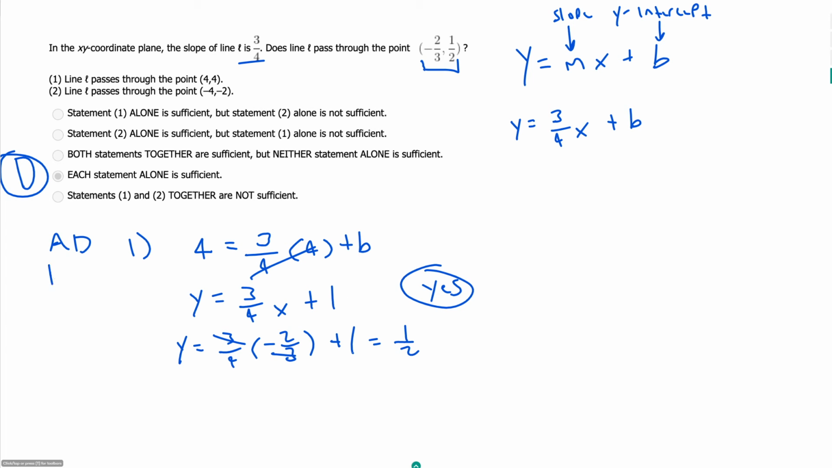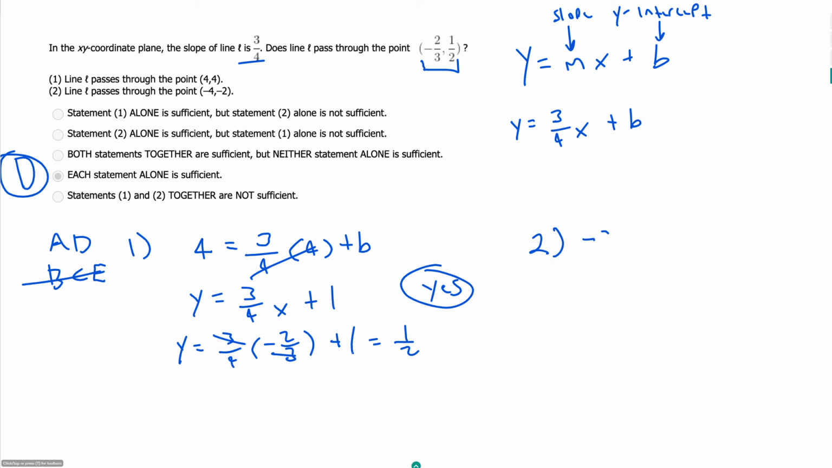Again, it didn't matter because we already knew it was sufficient. We didn't know if it was sufficient to say yes or sufficient to say no before. But now we know it's sufficient to say yes. And therefore, statement 2 should confirm this fact. Let's see if it actually does. And so here it says line L passes through the point negative 4, negative 2. And so we are saying when x is equal to negative 4, y is equal to negative 2.